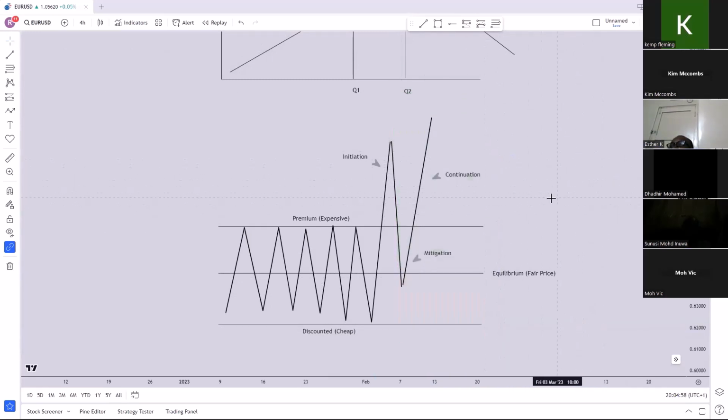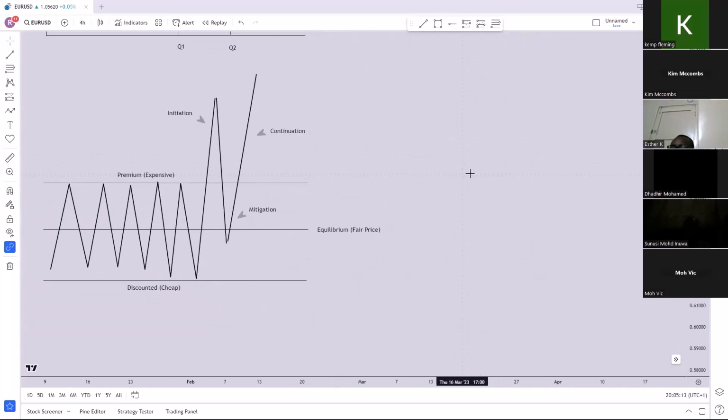So again, once we've got that mitigation phase, which is the area of demand or supply we want to enter at, we then want to ride the continuation to the upside. That's what it looks like in a bullish context.